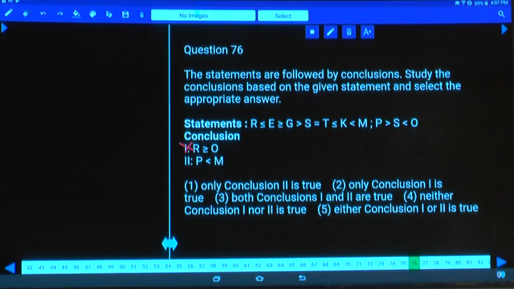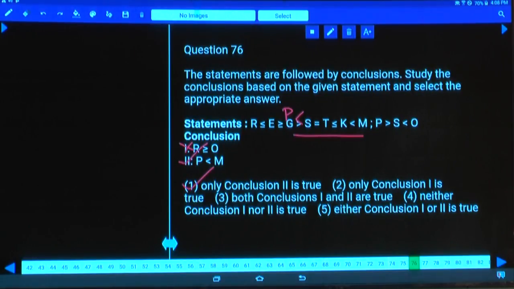Then coming to second one, P lesser than M. Now P and M, which element is common here? S is common. Now P lesser than S and S lesser than M. Hence P lesser than M, definitely true. Only 2 follows, and it is given in choice 5. And 76, only 2, that is choice 1 is the answer.